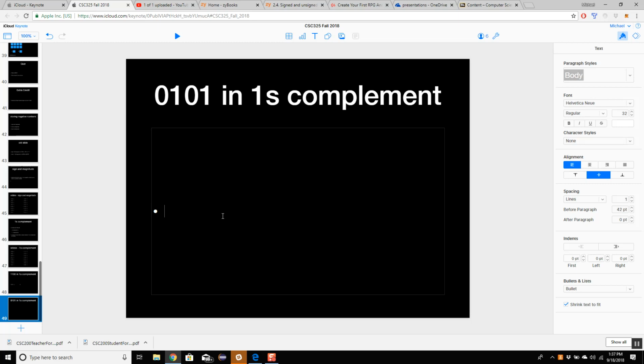Positive number. How do you know? Starts with a 0. Okay, so since it's a positive number and it starts with a 0, do I need to flip the bits? Nope. So we just read the number. This is the 1's place, the 2's place, the 4's place. So this is the number 5, positive 5.